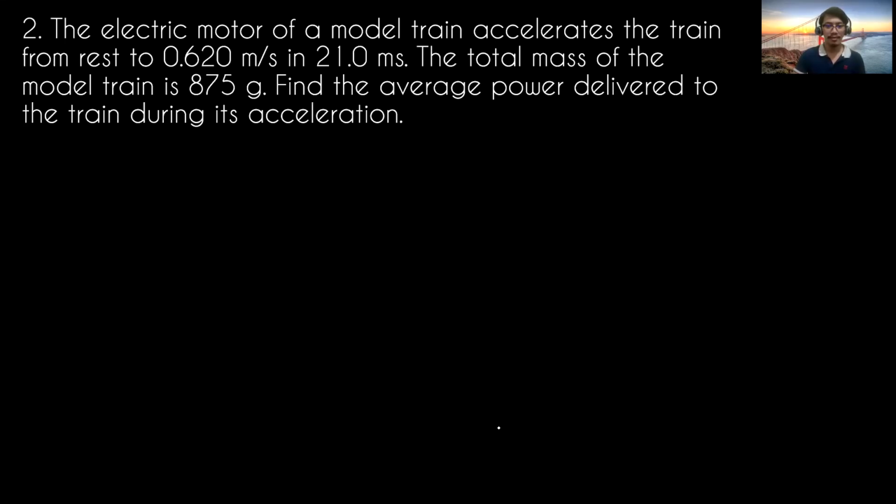Let's have another example. The electric motor of a model train accelerates the train from rest to 0.620 meters per second in 21.0 milliseconds. So that's milliseconds. The total mass of a model train is 875 grams. Find the average power delivered to the train during its acceleration.